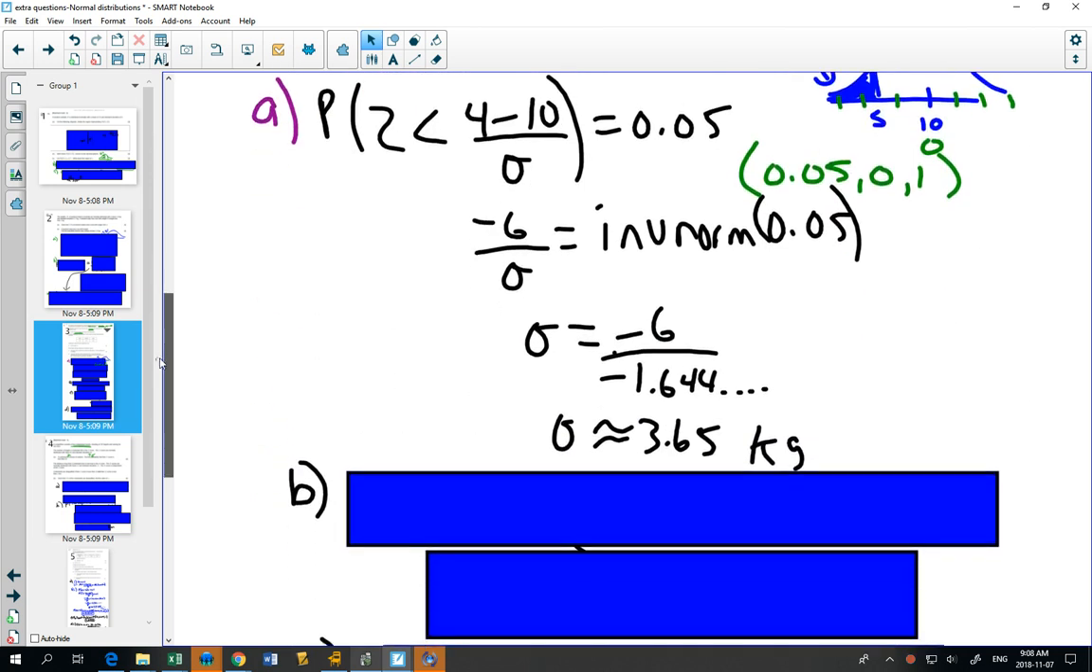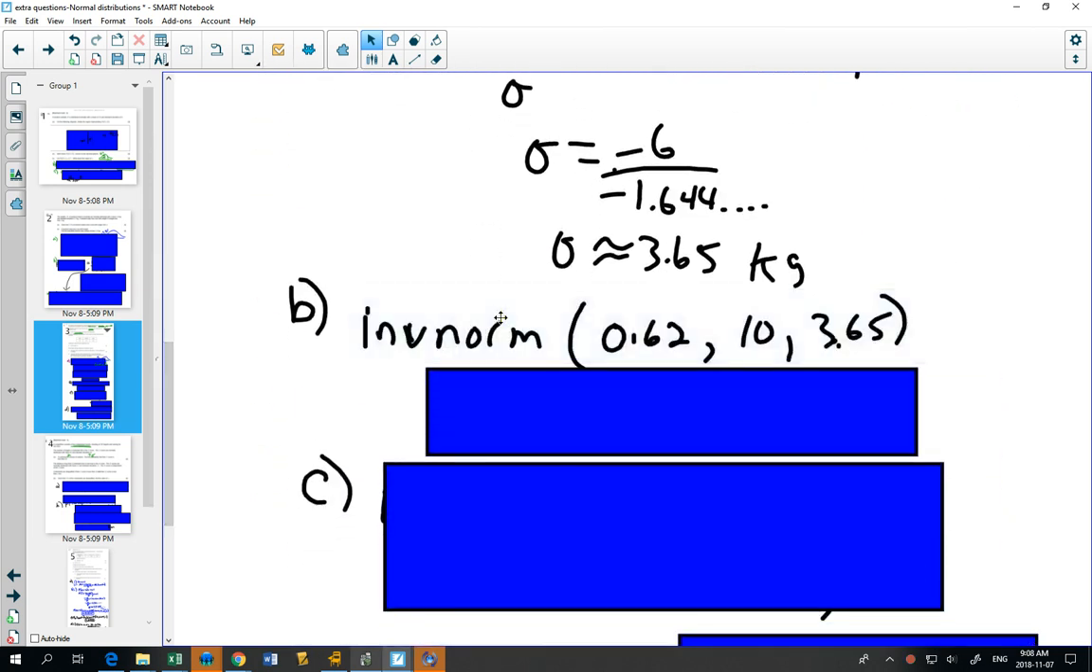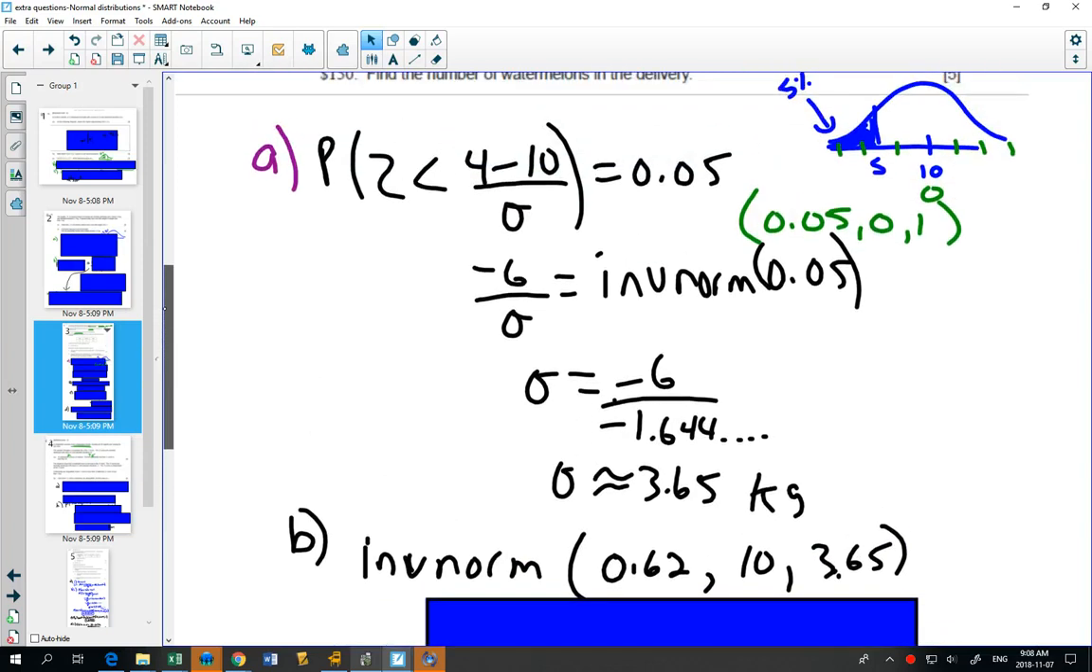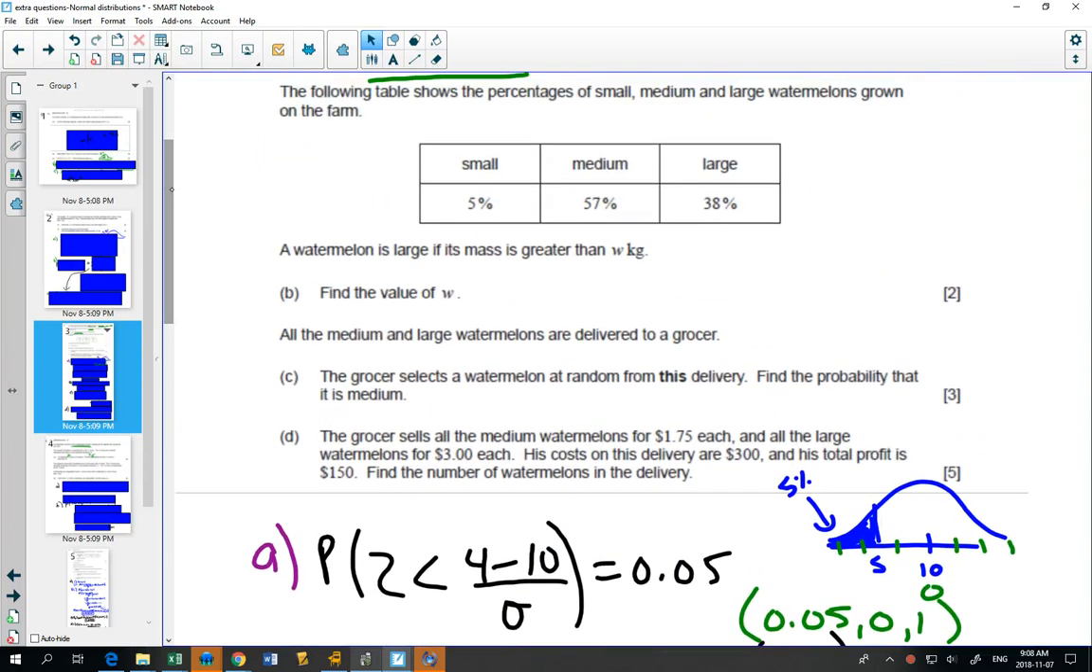But in this case, we've already got our standard deviation. So we can put the mean and the standard deviation in. Why do I put 0.62? For a large watermelon. Where does that number come from? If we look at the values there, none of them are 0.62. Large is to the right.